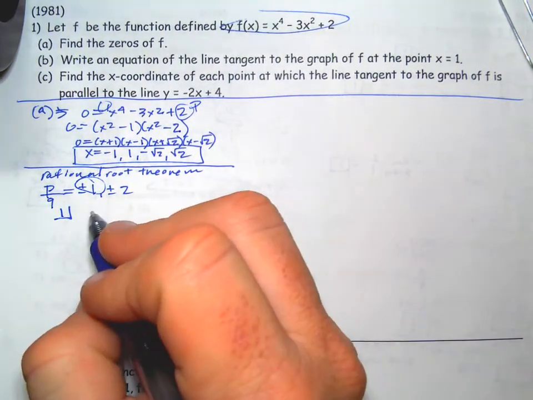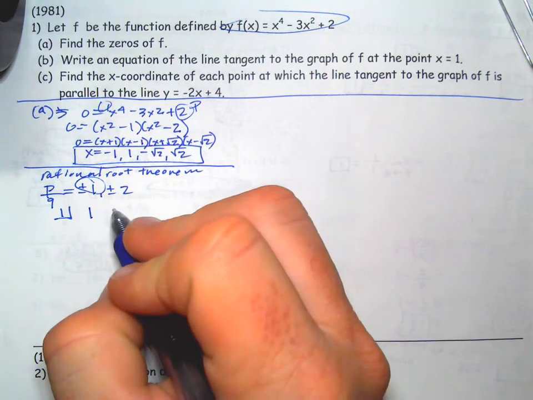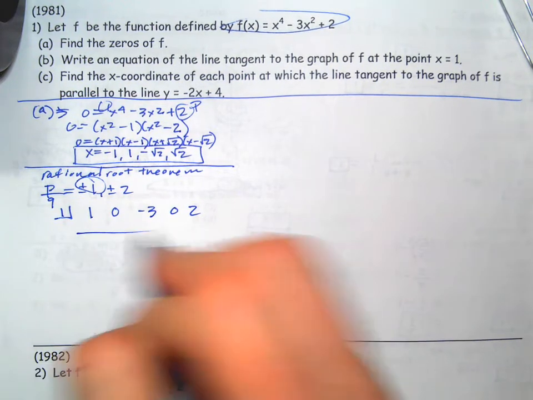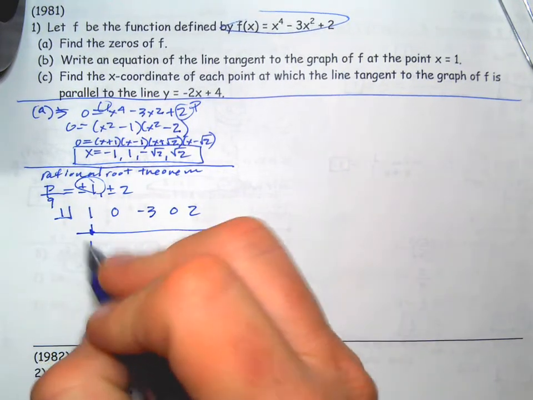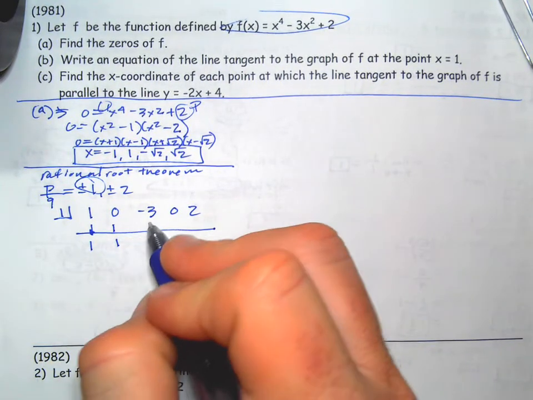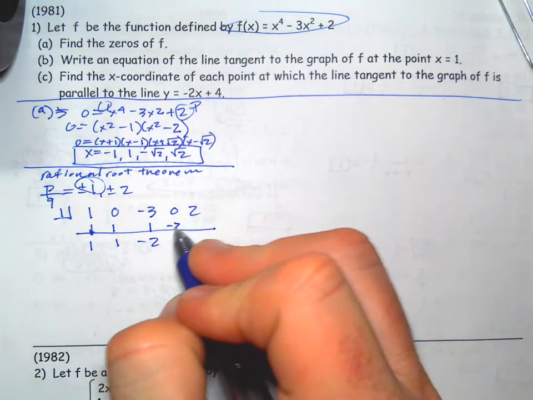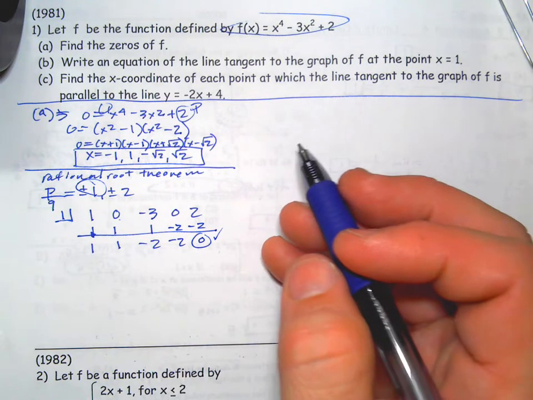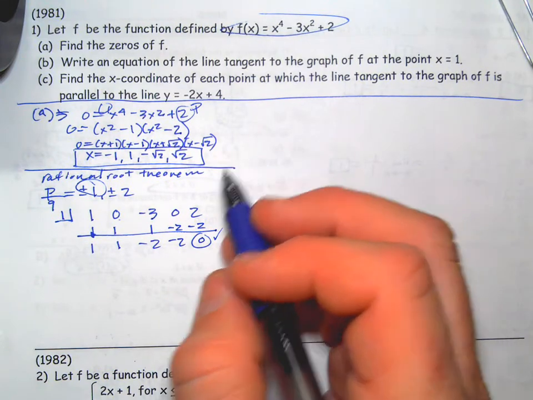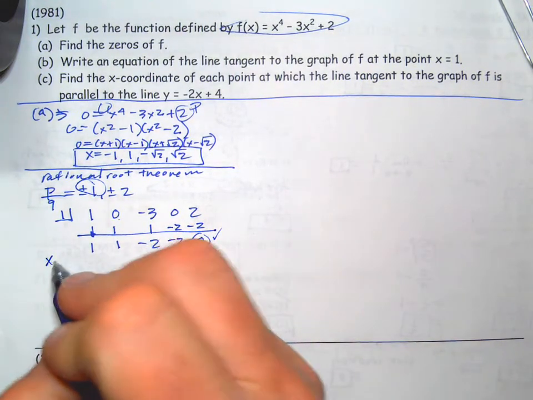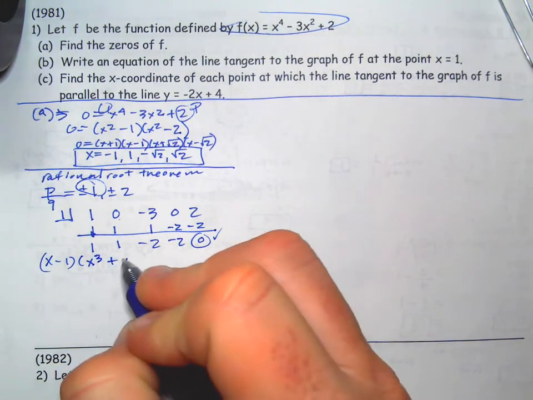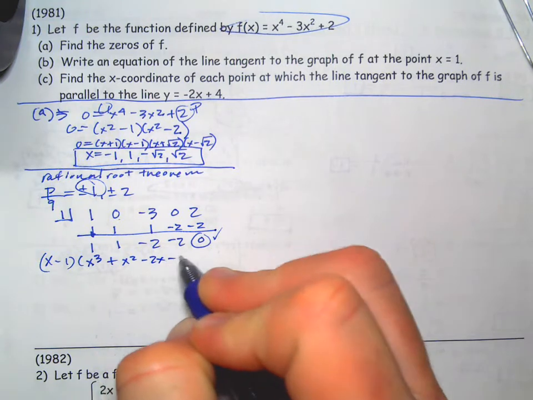And we use synthetic division, zeros for any of the missing terms. And then we drop that first one down. We get 1, 1, 1, 1, negative 2, negative 2, negative 2, negative 2. We should get a 0 at the end if we actually found an actual root and did everything correct. So now it's going to be x minus 1, x to the third plus x squared minus 2x minus 2.